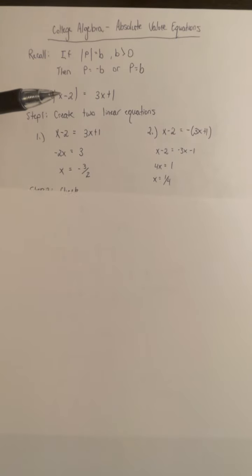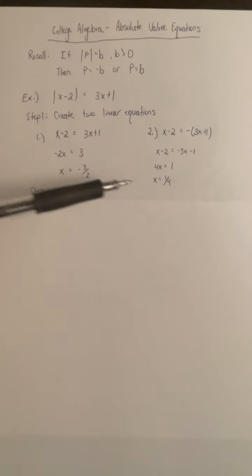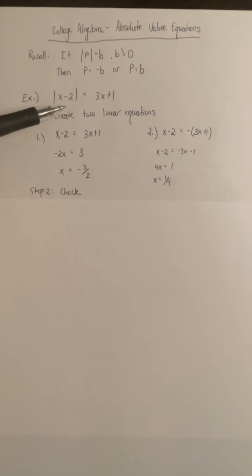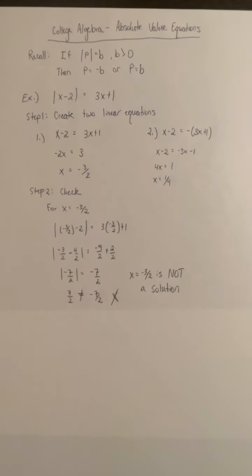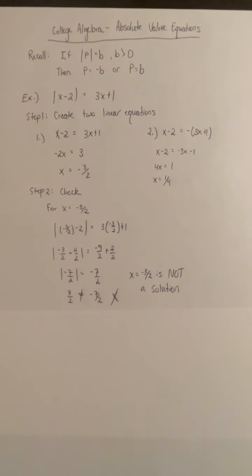The next step in solving this example problem is we want to check our x solutions just to make sure that they are solutions for our example problem. So we can plug in these x values into our example and determine if the equation makes sense. So we'll go ahead and do that for x is equal to negative 3/2. And after simplifying, we get 7/2, which is equal to negative 7/2. And we know that that is a false statement. And so x is equal to negative 3/2 is not a solution to this example problem.